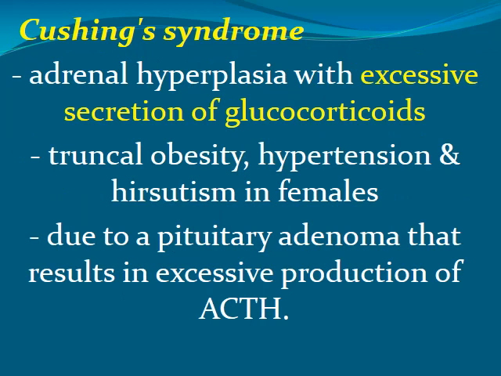Coming to clinical correlation related with the secretion of zona fasciculata, Cushing syndrome occurs due to adrenal hyperplasia with excessive secretion of glucocorticoids, causes truncal obesity, hypertension and hirsutism in female, due to pituitary adenoma that results in excessive production of adrenocorticotropic hormone.